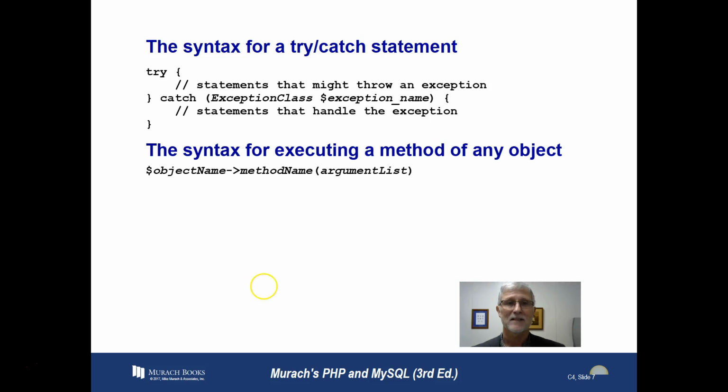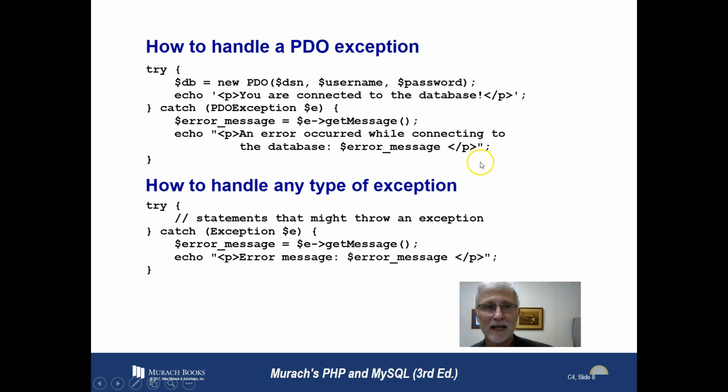Now, the syntax for executing a method of any object is: you've got the object name, pointed to the method, and then whatever arguments there may be. So let's take an example here. Here's a PDO exception.